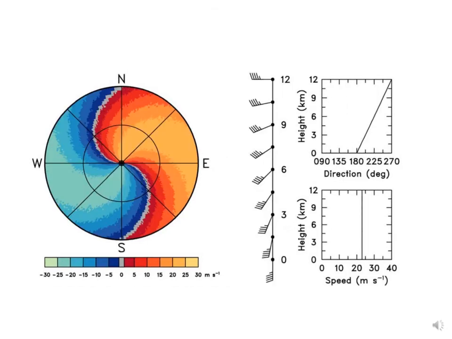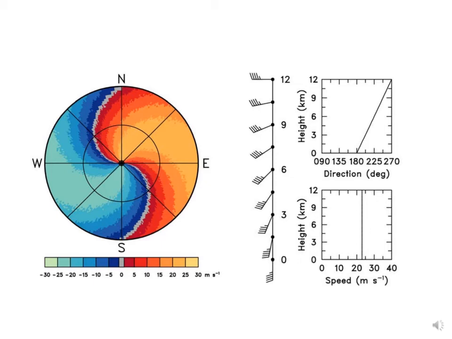Now we're getting more complicated. So now we have a situation where the wind is backing with height. So it's from the south at low levels, and then it will switch to the west at a higher elevation. And the wind speed here is the same strength at all of those elevations as well. And we'll see what the corresponding Doppler image looks like.